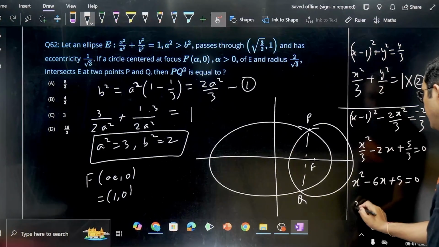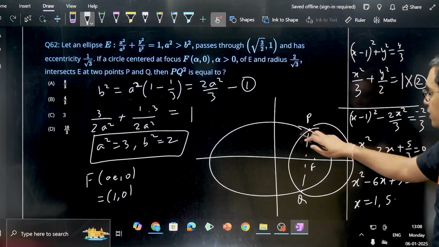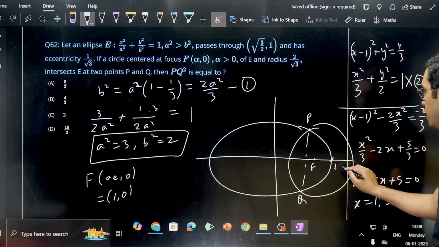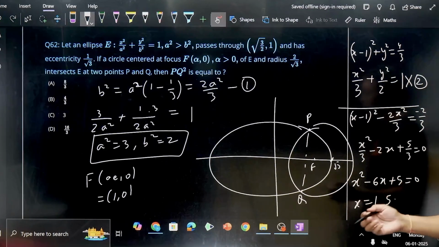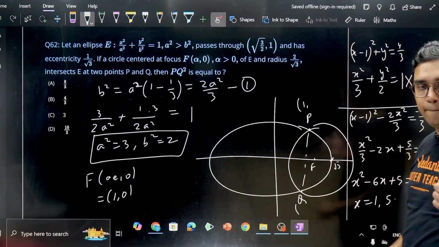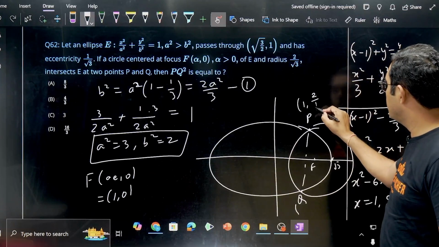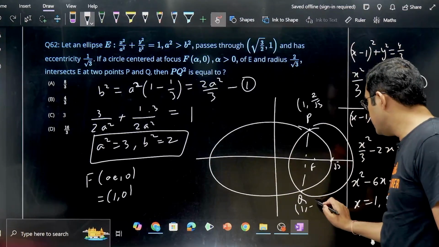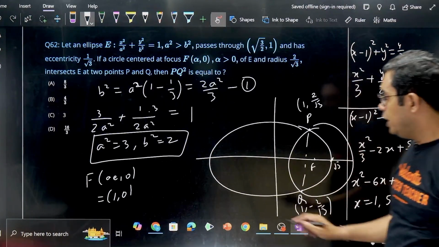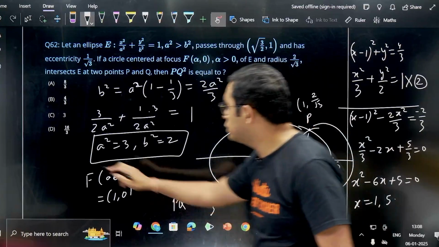So you can say the two values, x is equal to 1 and x is equal to 5. So obviously x is equal to 5 cannot cut our ellipse, since the x extent of the ellipse itself is root 3 only. So x is equal to 1 is the point which we are looking for. So this P point and Q point both will have x coordinate 1. And the y coordinate, if you put x is equal to 1 here, will be 2 upon root 3 for this and minus 2 upon root 3 for this. So this PQ will be equal to 4 upon root 3, so PQ square will be equal to 16 upon 3. So the answer for this question should be B.